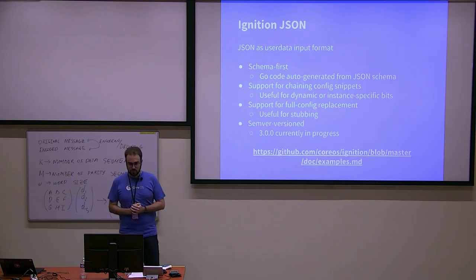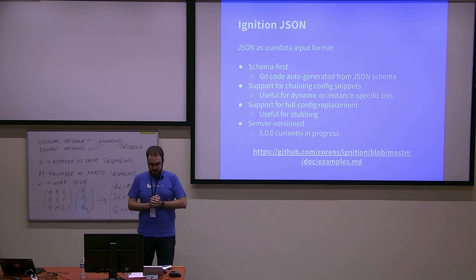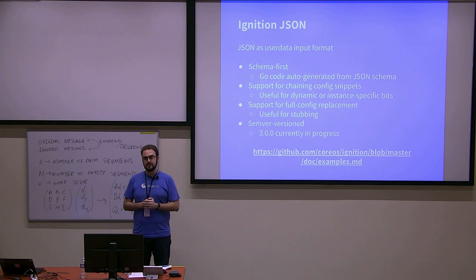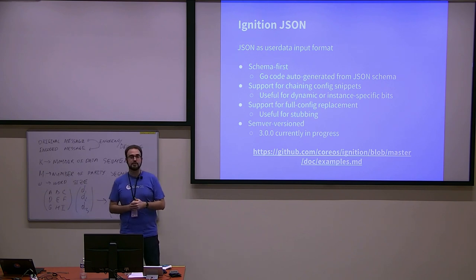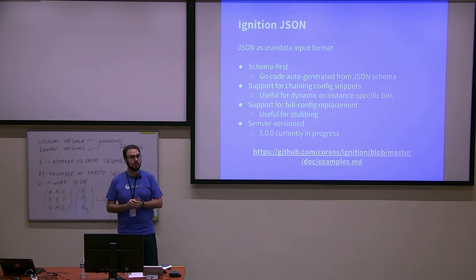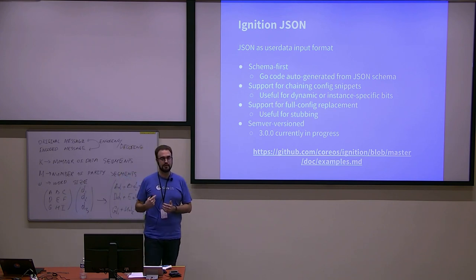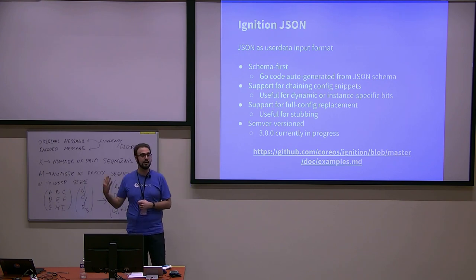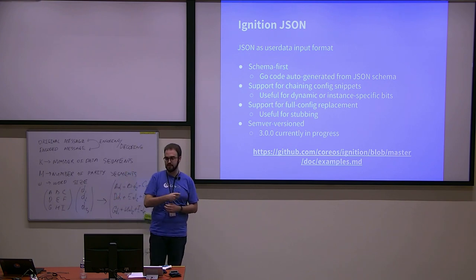We are almost getting to the end. Last thing is we are taking JSON here. We are taking JSON here because, again, it's a machine interface. You don't have to write it by hand, but you can auto-generate stuff. That's actually what Ignition does internally. Internally, we write the JSON schema, and then we auto-generate the code for Ignition.